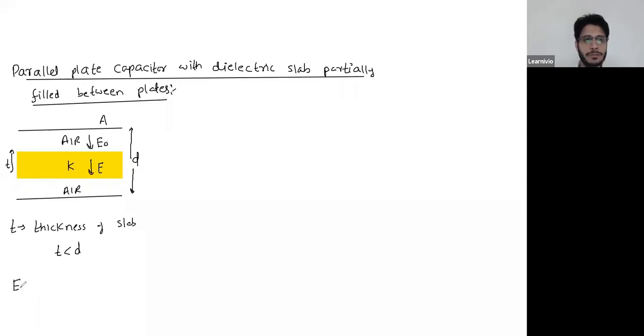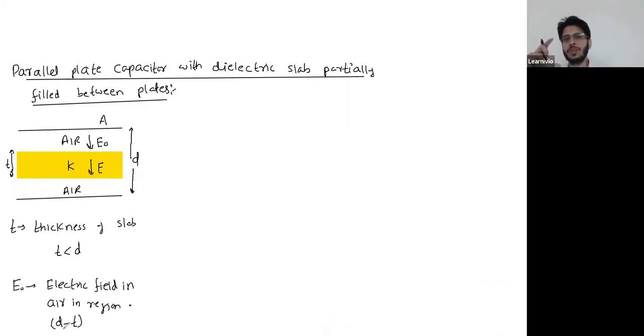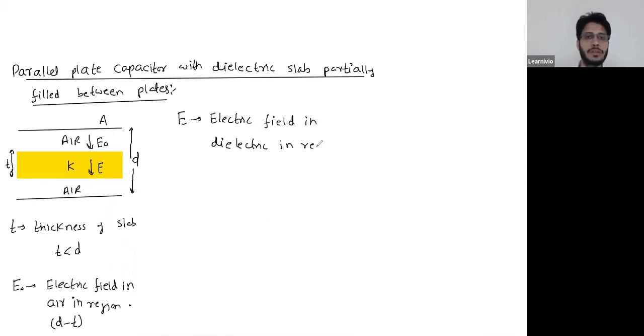So E naught is the electric field in air. The total separation of the plates is D. Out of this D, in separation T, we have dielectric. So we have air in separation D minus T. Then E is the strength of electric field in the medium, or electric field in the dielectric, in region T.